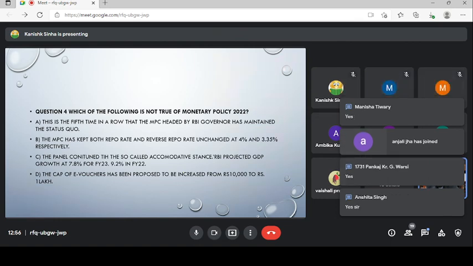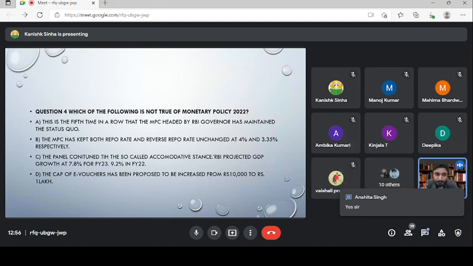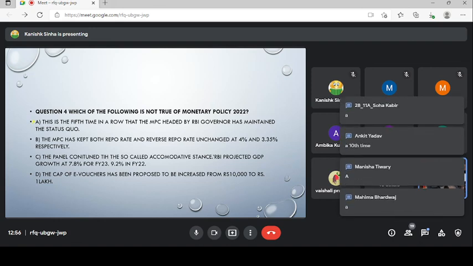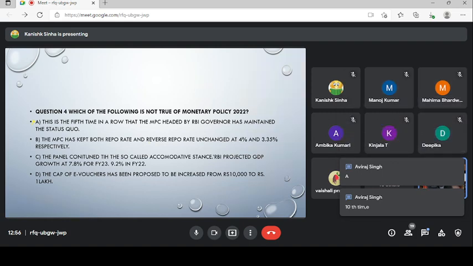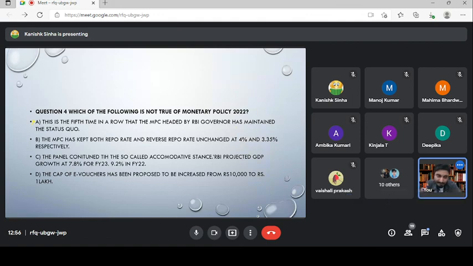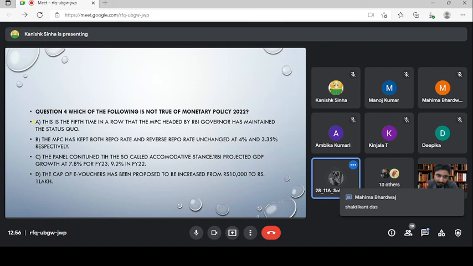Which of the following is not true about the monetary policy 2022? Very good. So this is the 10th time in a row that the MPC headed by the RBI governor has maintained the status quo. Very good, Viraj, Ankit. What is the name of the RBI governor, guys? Everyone? Shaktikanta Das. Yeah, everyone, guys.